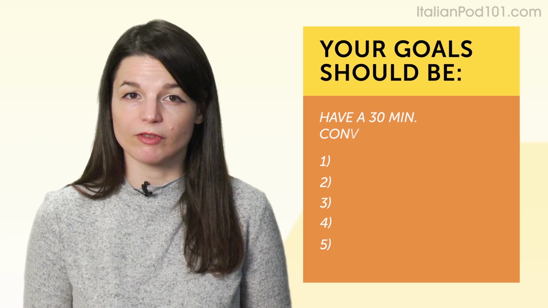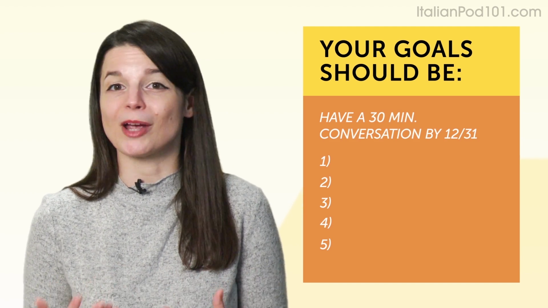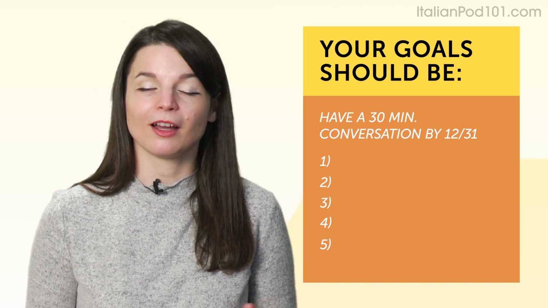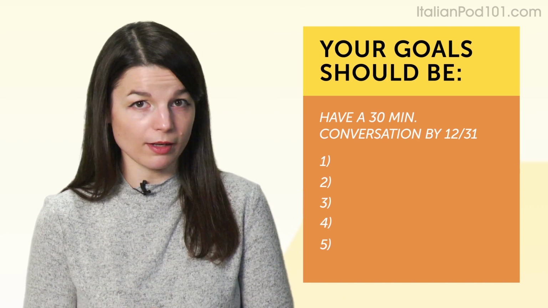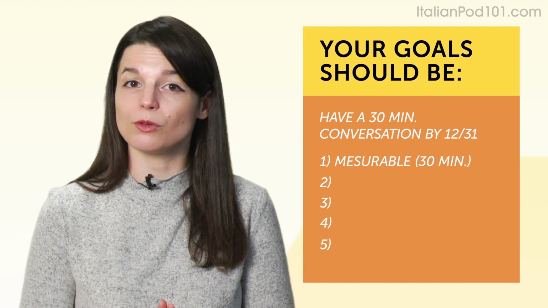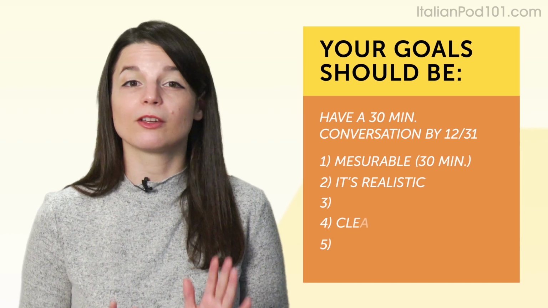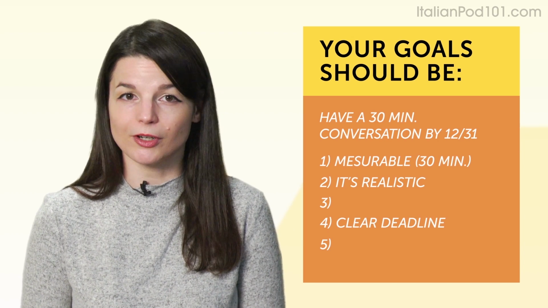Let's say my New Year's resolution is to have a 30-minute conversation in Japanese by December 31st, and not, I want to learn Japanese one day, hopefully. Already, you can see that it's 1, specific and measurable. You can measure 30 minutes, right? 2, it's realistic. I'm aiming for 30 minutes, not fluency. There's a clear deadline, December 31st.